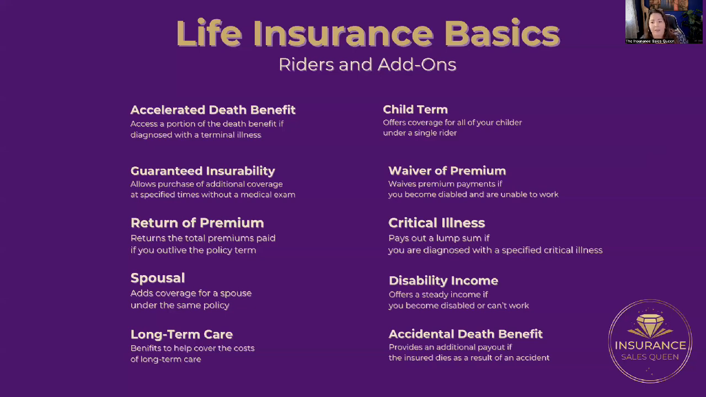Waiver of premium. So if somebody becomes disabled or unable to work, we don't want them to lose their policy. Okay, we want to make sure it's always taken care of. Once we get that written, we want it to stay in place. So again, disabled or unable to work. Critical illness pays out a lump sum if you're diagnosed with a specific critical illness. Okay, it has to be listed. Disability income offers a steady stream of income if you're disabled or cannot go back to work.